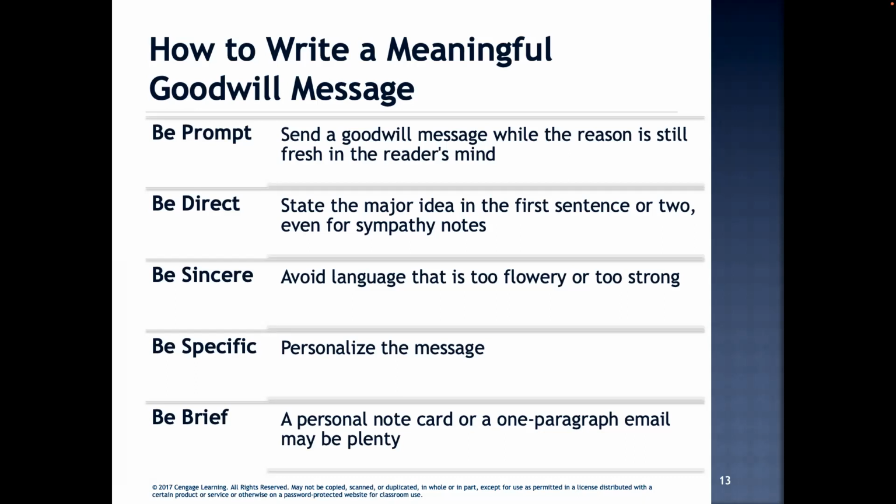We want to be direct, stating the major idea in the first sentence or 2, even for sympathy notes. Being direct is important. People don't want to read super long things without knowing what you're talking to them about. Being sincere, so avoiding language that is too flowery or too strong. Being very specific, so personalizing that message. And again, being brief, a personal note or 1 paragraph email, sometimes it's just plenty for that.